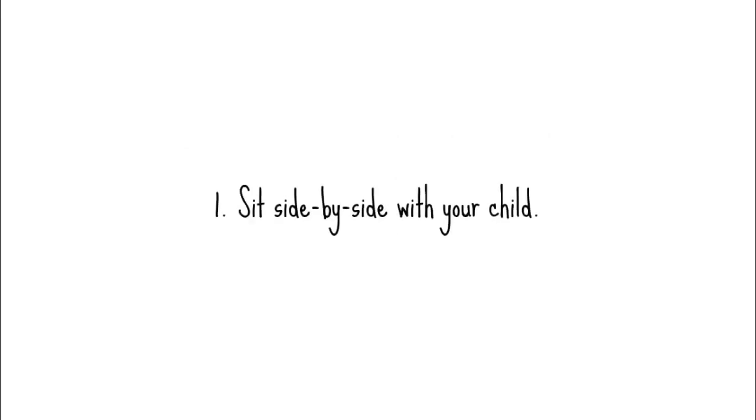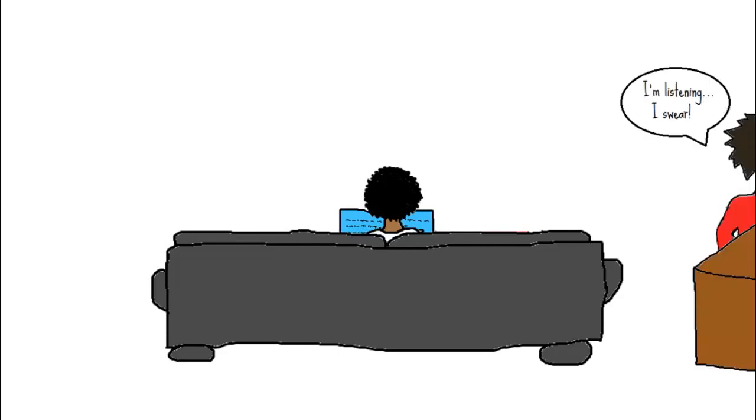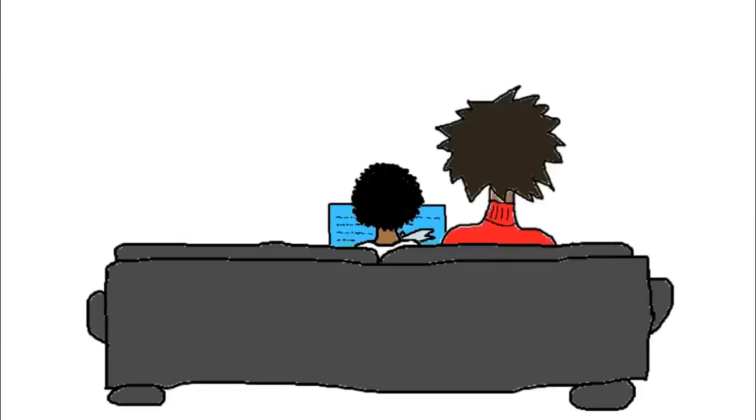The first thing you should do is sit side by side with your child while they read. Although it's really tempting to try to get other work done, the point of this homework is to have an adult following along. When you sit side by side, you can watch the words as she reads them. This allows you to give her immediate feedback when she needs it.